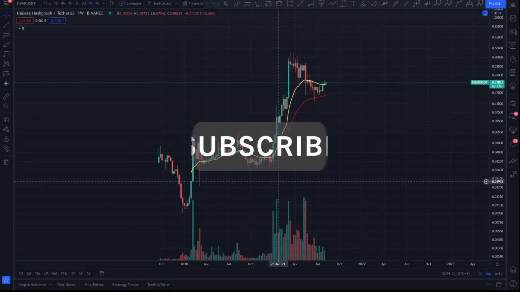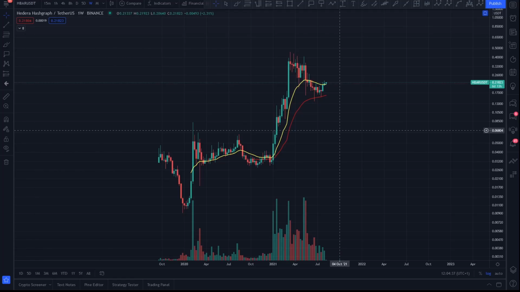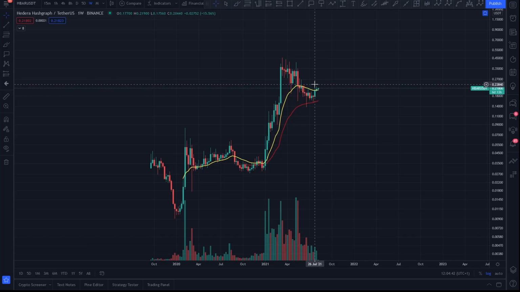Just going to dive into Hbar. The ticker's Hbar versus USDT. This is traded on Binance. It's a weekly time frame. A lot of requests coming in to take a look at this.